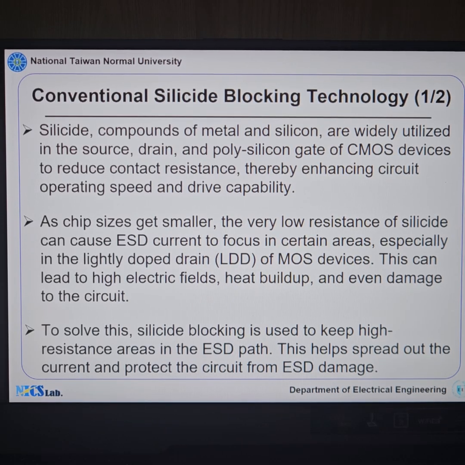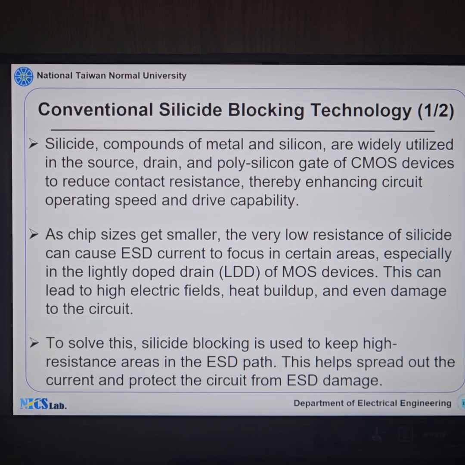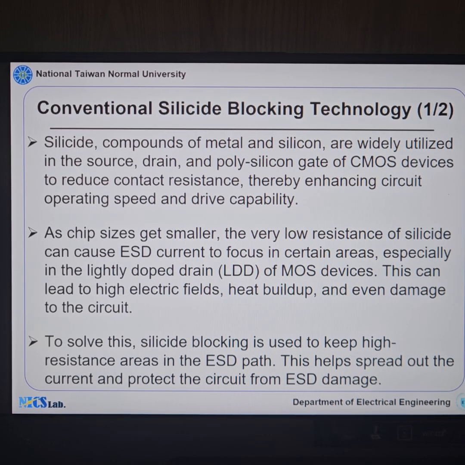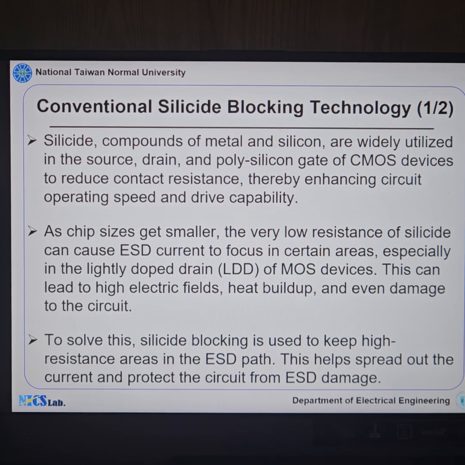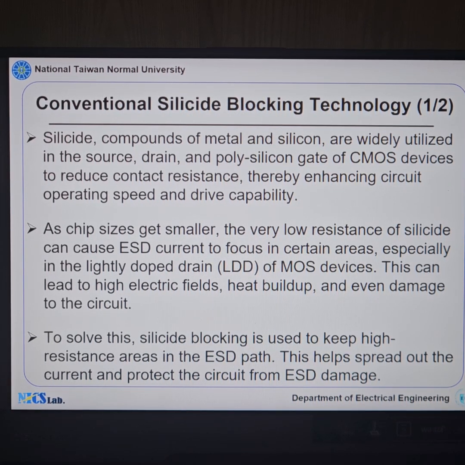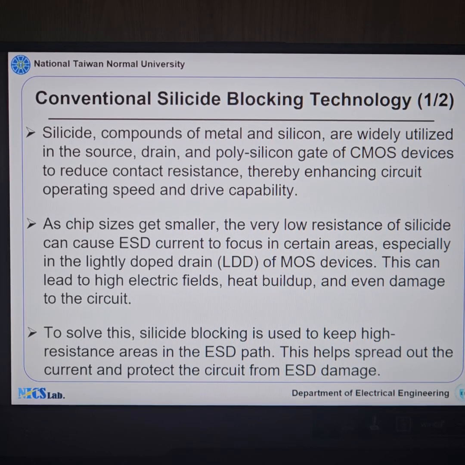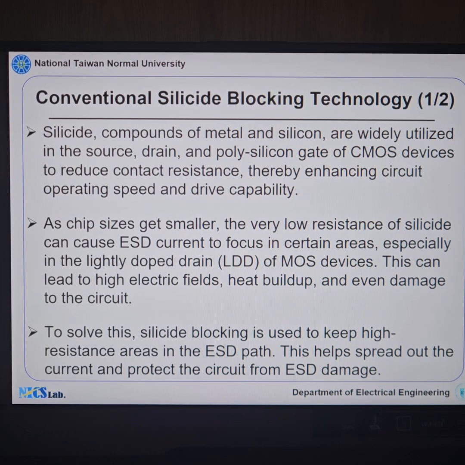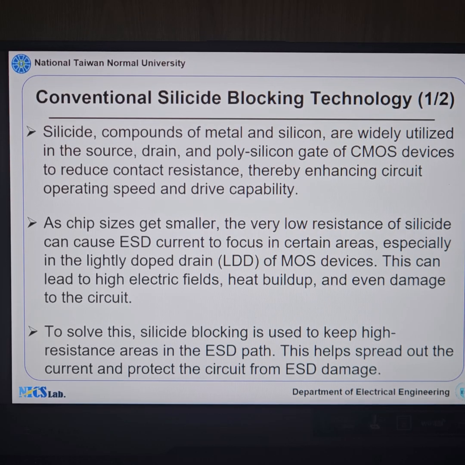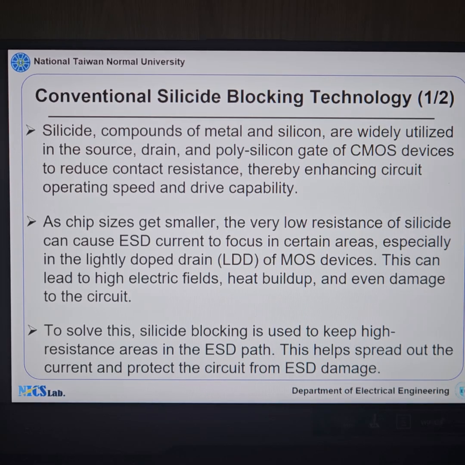Silicide compounds of metal and silicon are widely utilized in the source, drain, and polysilicon gates of CMOS devices to reduce contact resistance, thereby enhancing circuit operation speed and drive capability. As chip size gets smaller, the very low resistance of silicide can cause ESD current to focus in sensitive areas, especially in the lightly doped drain (LDD) of MOS devices. This can lead to higher electric fields, heat buildup, and even damage to the circuit.